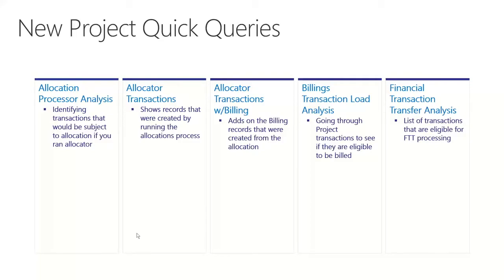The next is going to look at your billing transaction load analysis. Now, if you were going through the project transactions, what is eligible to be billed is basically what it's saying. Show me if I went through billing, what's going to be loaded. And also our financial transaction transfer analysis, again, let me know if I was getting ready to run FTT, what is eligible to be transferred. And it's a couple things that'll show you what will be going, but if it doesn't go, well, maybe you can take a look as to why. So a whole set of new project quick queries delivered from consultants that have used these a lot in working with their project customers, now available in the core product for you.